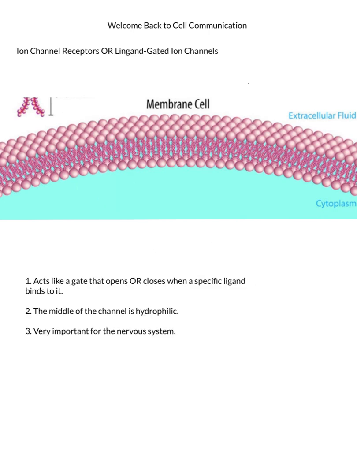Next, we will be talking about ion channel receptors, or ligand-gated ion channels. These membrane receptors can act as a gate that opens or closes when a specific ligand binds to it. These allow specific ions into the cell, and they are only activated by a ligand. The middle of the channel is hydrophilic, which allows ions to cross the membrane without coming in contact with the phospholipid's hydrophobic core. These are very important in the nervous system and our brains.